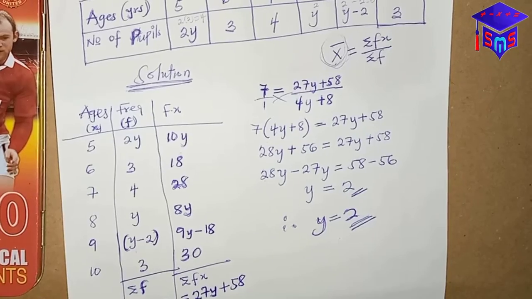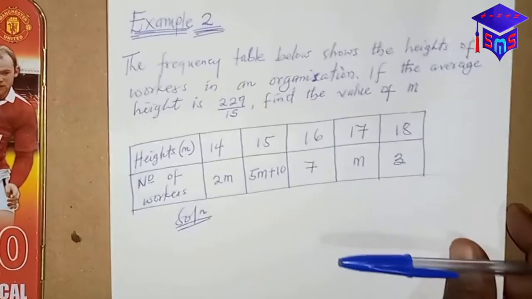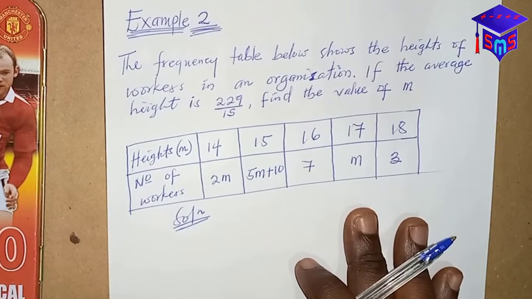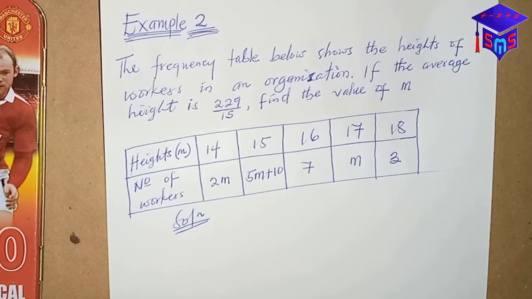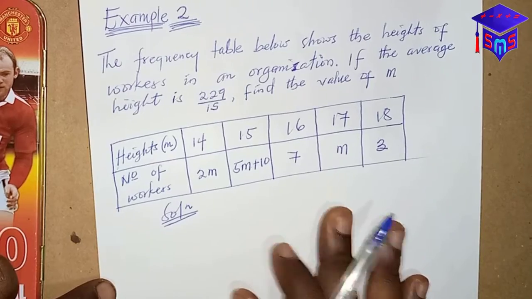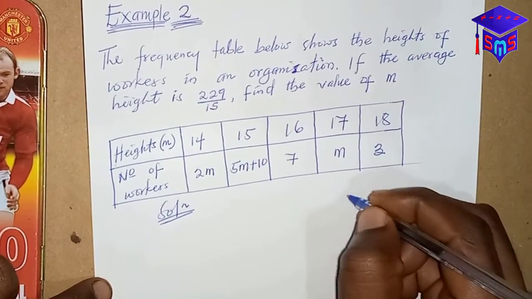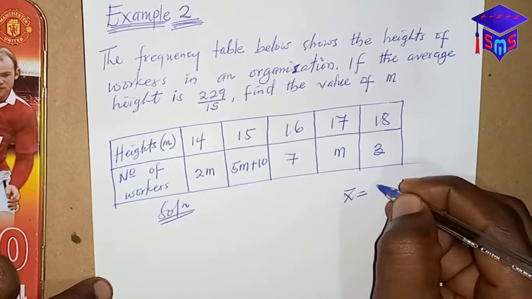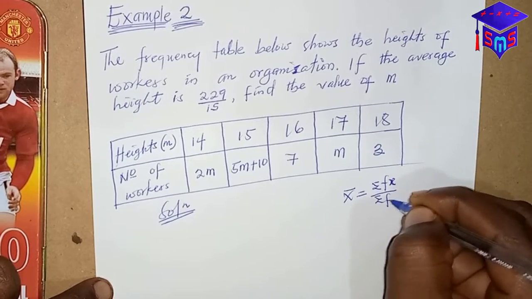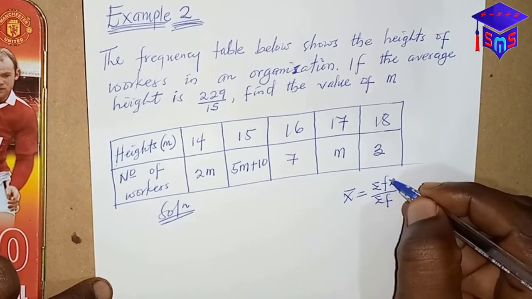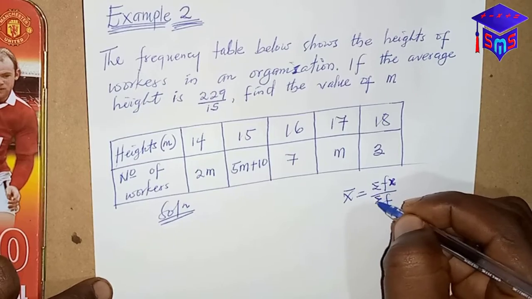All right, let's take another example. Now, this example says that the frequency table below shows the heights of workers in an organization. If the average height is 229 over 15, you're supposed to find the value of what? m. As I said, this is similar to the first one. Okay, and as we know, the formula says mean x bar is equal to summation fx over summation f, or sigma fx over sigma f.